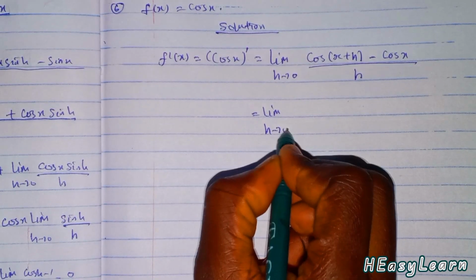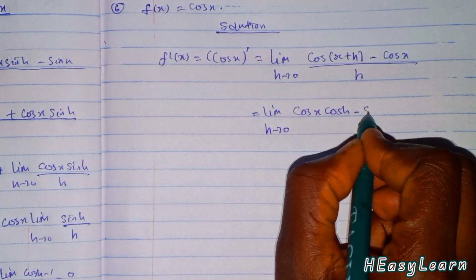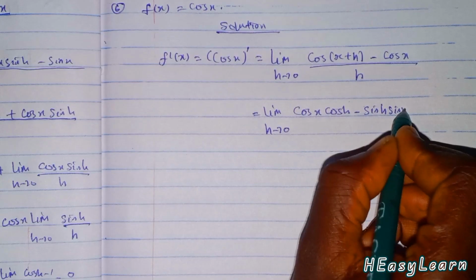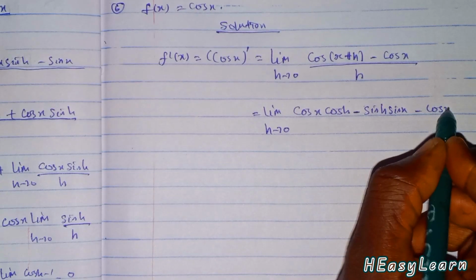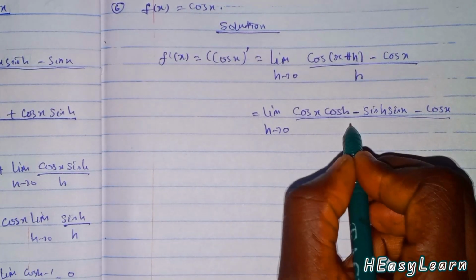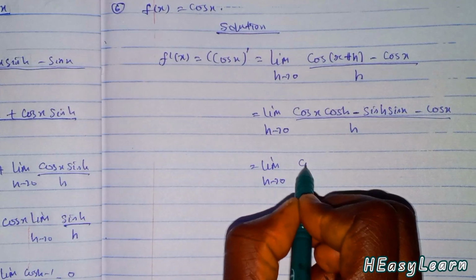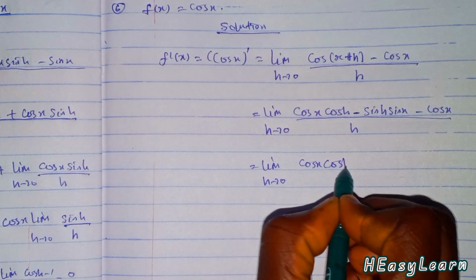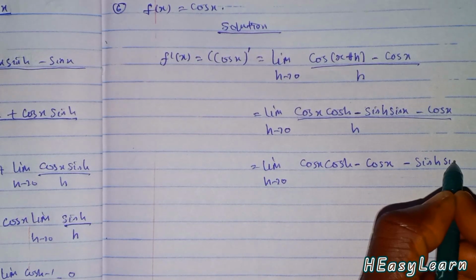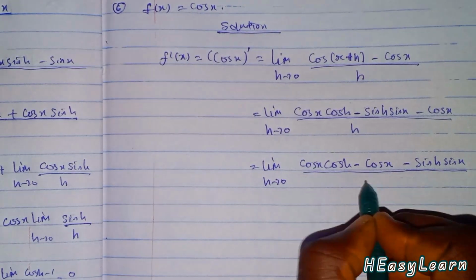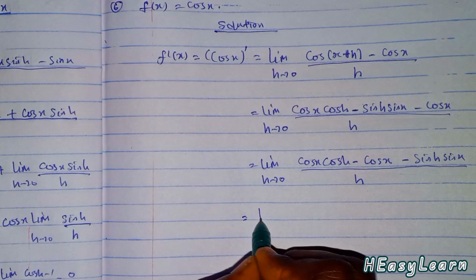Limit h approach 0 of cos x cos h minus sin x sin h. Here is positive, here will be negative, minus the original function over h. Limit h approach 0 of cos x cos h minus cos x minus sin x sin h over h.